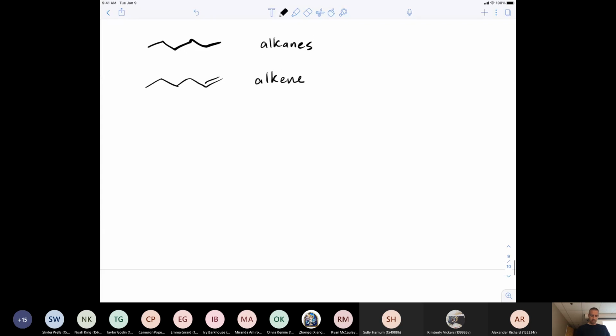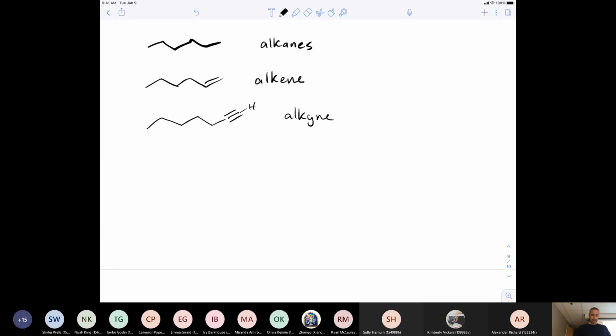If you have all carbon-carbon single bonds, like this zigzag here, it didn't draw very well, but we would call it an alkane. If there's a double bond in there somewhere, we call it an alkene. And if there's a triple bond in there somewhere, we call it an alkyne. And notice the way I drew that.